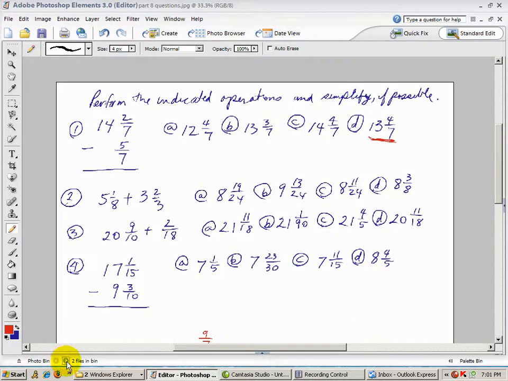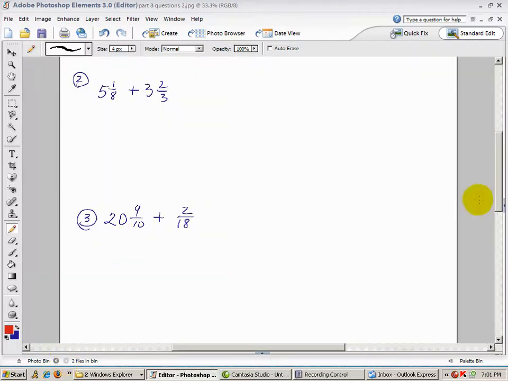Now let me switch to the next sheet, and problem number 2 is an addition problem, and we have mixed numbers with different denominators. Well, as always, we need common denominators. We can quickly see that the 8 is only made up of 2's, and the 3 is just itself. So our common denominator would be 3 2's and 1 3.